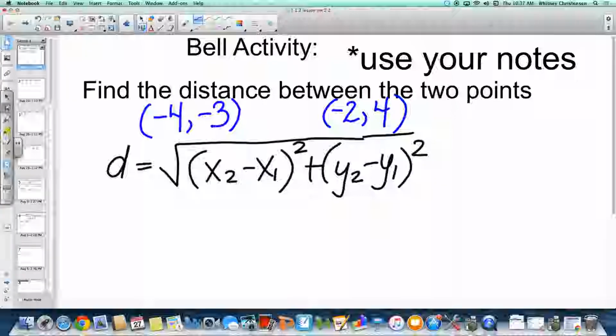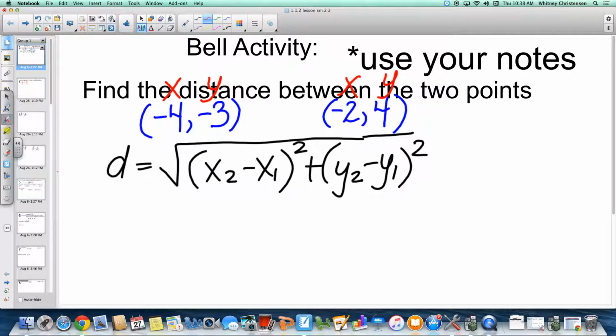We have these 2 points, -4, -3. And we have this point, -2, 4. So this is just an XY point. So I'm just going to make note of that. This is just an XY point. One of them is my first point, one is my second point. Does it matter? Does the distance from here to here, is that any different than from here to here? No, so it doesn't matter which one comes first.